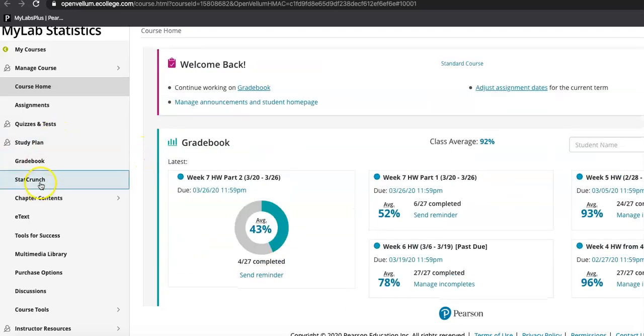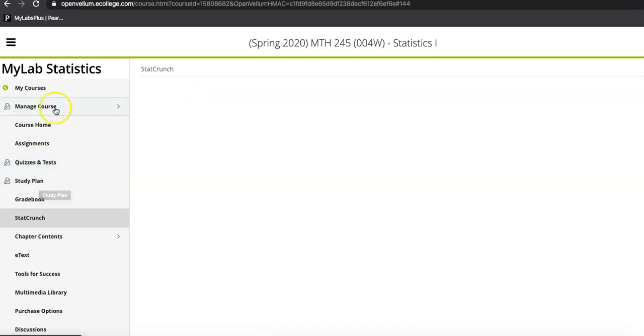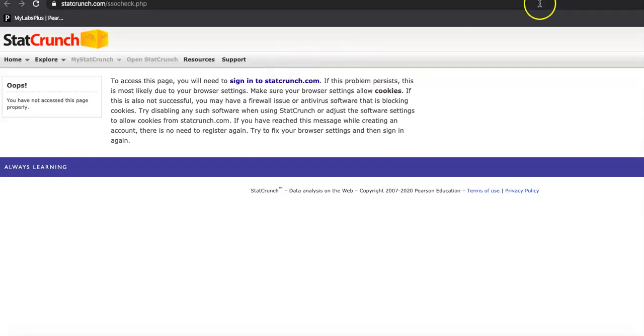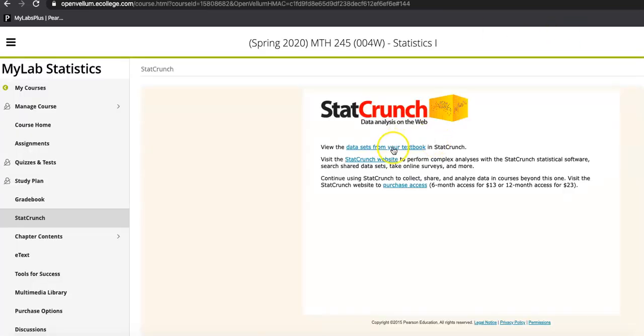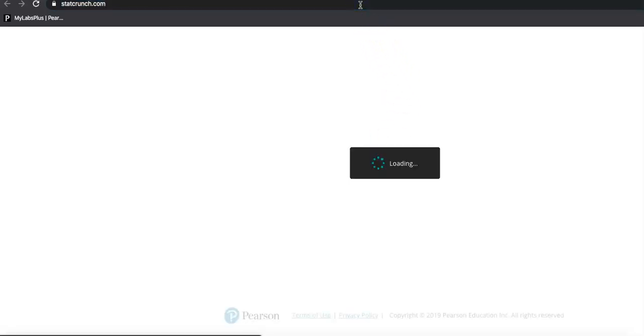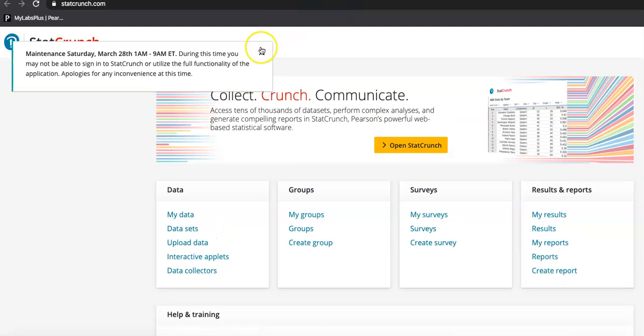Where am I going? Oh, I'm going to StatCrunch. In StatCrunch, the middle one, it always does this. I have to close this and try again, and the second time I open it, of course it works. At least it did before. Let me click it one more time. Okay, I got it open. Maintenance Saturday. Oh, they're having maintenance on Saturday. Oh no. No, that's okay because your assignments are due on Thursday, so you'll be all right.